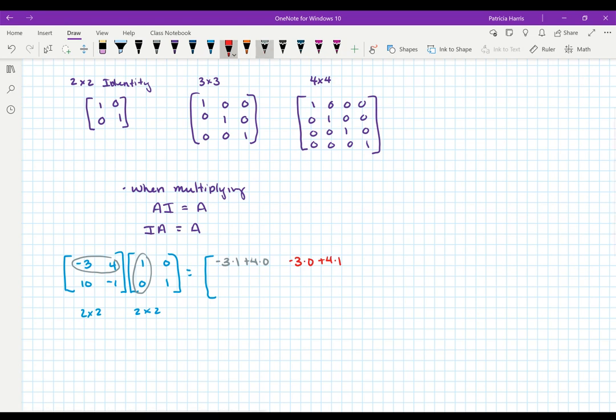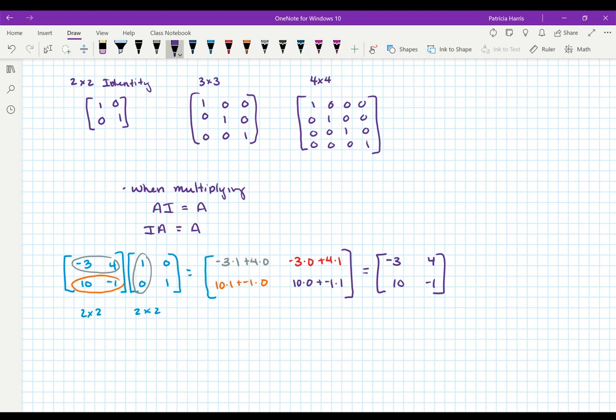And then we're going to move down. And then we get 10 times 1 plus -1 times 0. And then we move across 10 times 0 plus -1 times 1. If we do our simplification, we wind up with -3, 4, 10, and -1. Okay, so that's the identity.